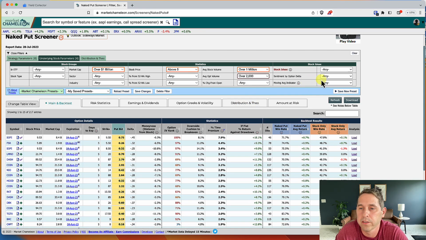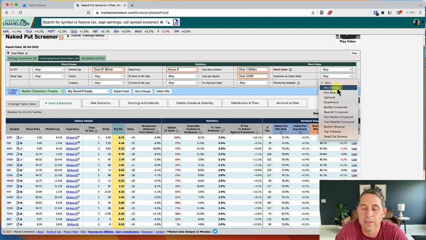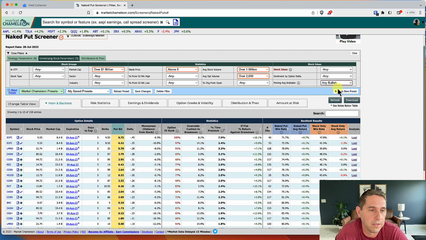And right here, moving average indicator. Because selling puts is pretty much a neutral to bullish strategy, I just want to do any bullish. So right now it's at 158. I'm going to go right here.